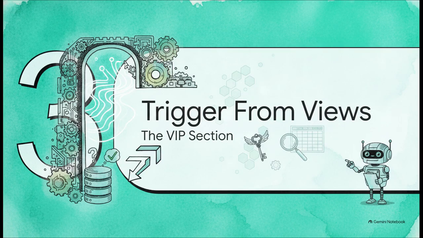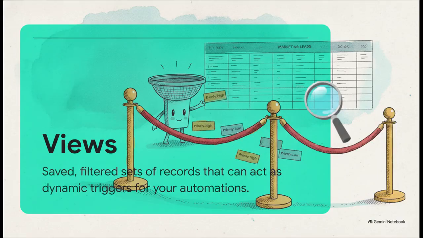Section 3. Trigger zaps from views. The VIP section. Now for the real power moves. We're going to teach your database to only take action when specific conditions are met. This is where you completely stop babysitting your data and let the system do the routing for you. Let's define what a view actually is. Think of a view as an exclusive VIP section guarded by a very strict filter.